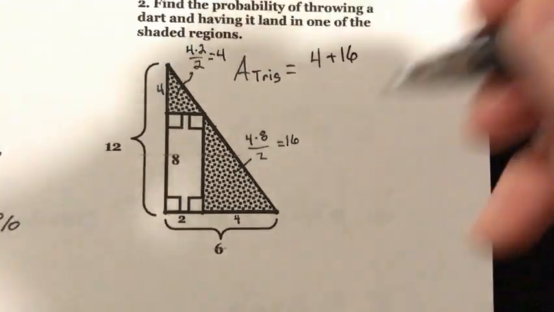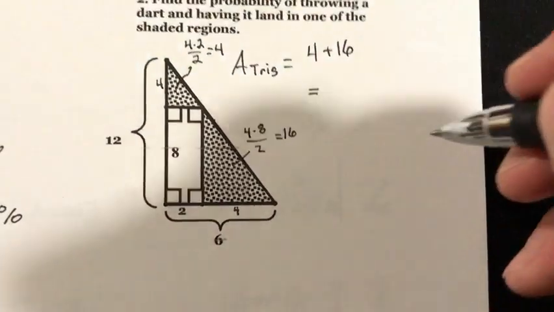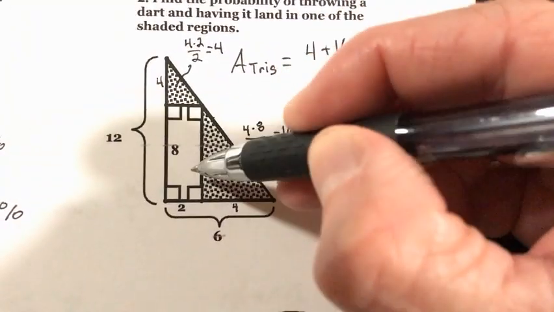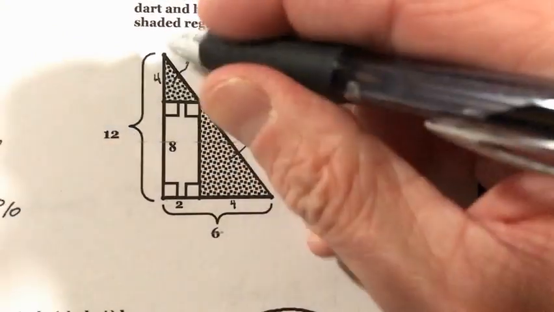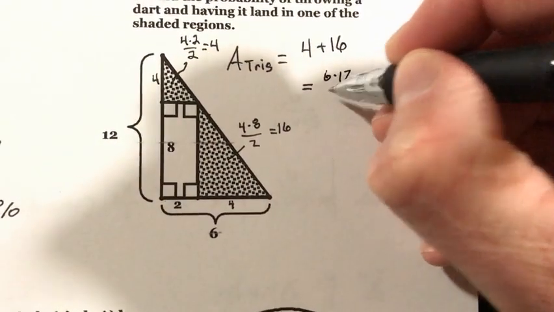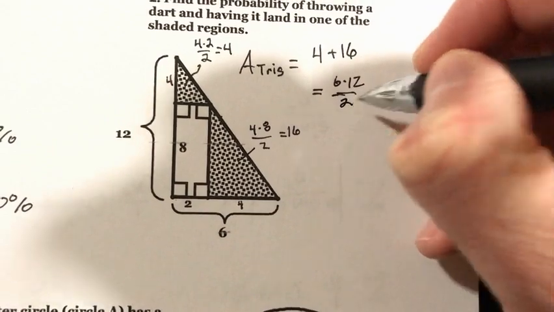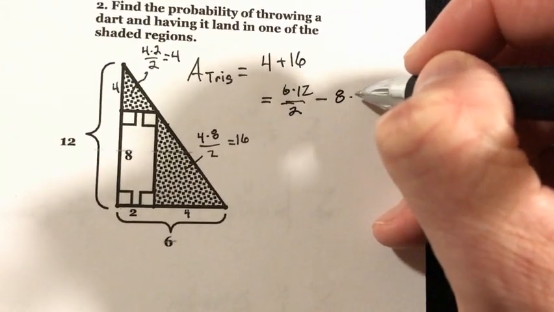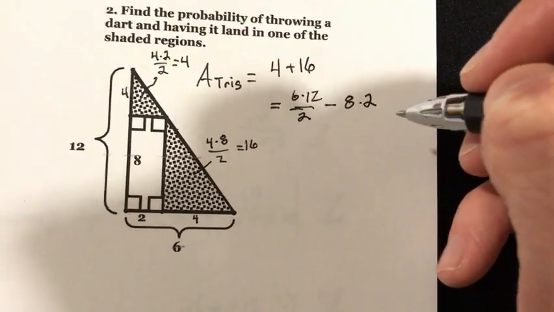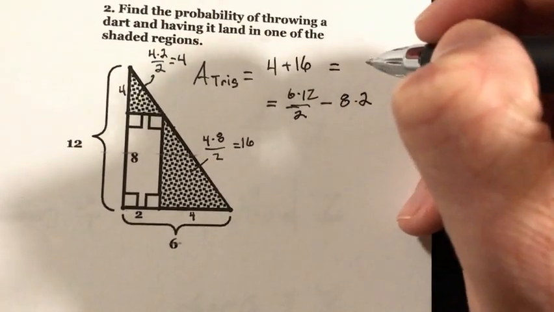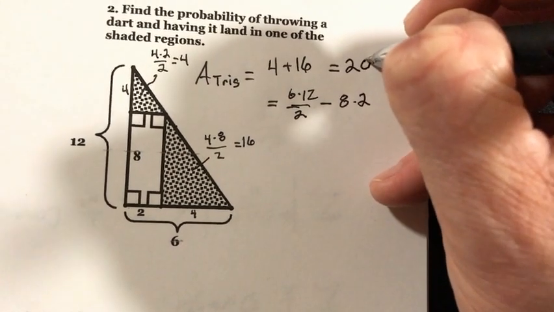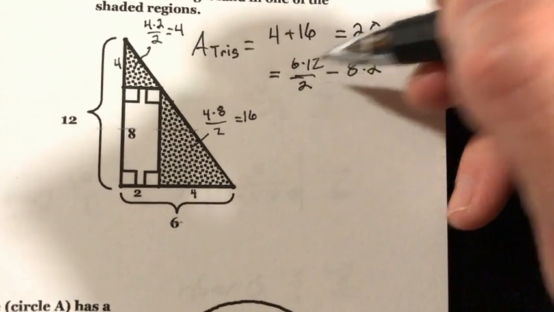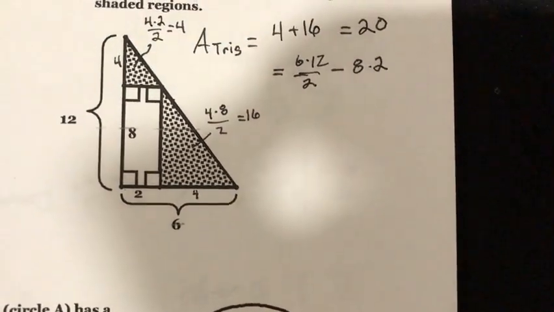Add those both together. Another way that we could do this would be to find the area of the whole big triangle and then take away the area of that rectangle. So I could do 6 times 12 divided by 2, and then take away 8 times 2 for the area of that rectangle. Either way we do this, we're going to get an area of 20, whether it's 4 plus 16, or let's see, this would be 36 minus 16, that'll give us 20 also.